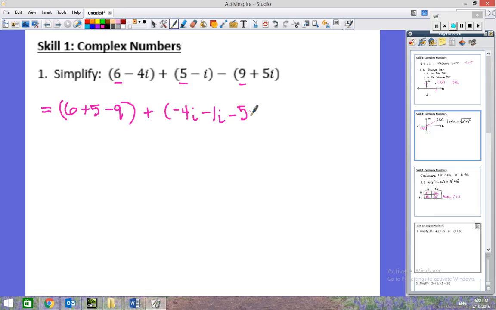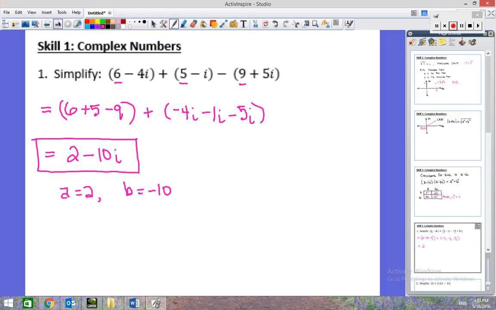minus 5i. So if we combine these, 6 plus 5 is 11. 11 minus 9 is 2. Negative 4i minus 1i is negative 5i, and then another negative 5i is minus 10i. And you don't have to put plus a minus 10i. We do relax a little bit in the standard form, and we do accept that you can write it as subtraction. But the real part a is equal to 2. The imaginary part b is equal to negative 10. And this is written in standard form of a plus bi.